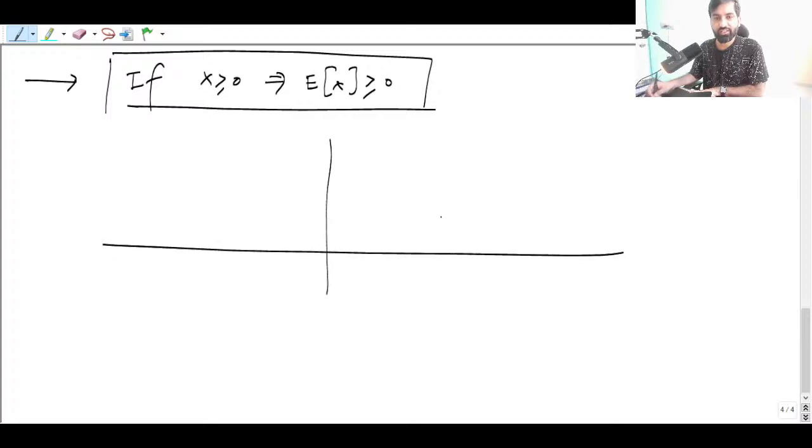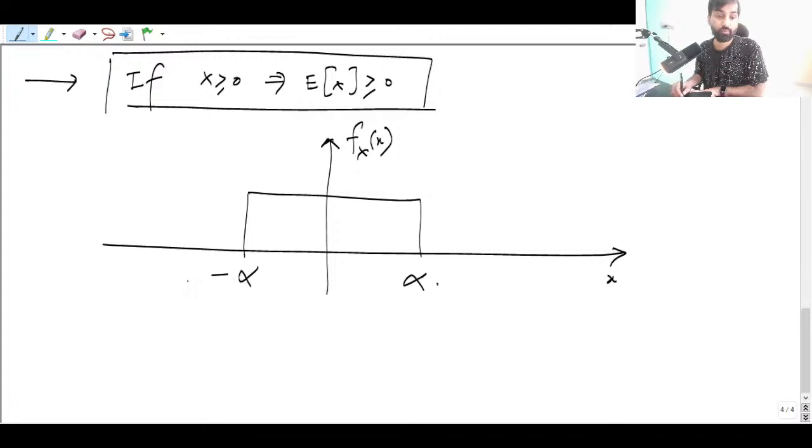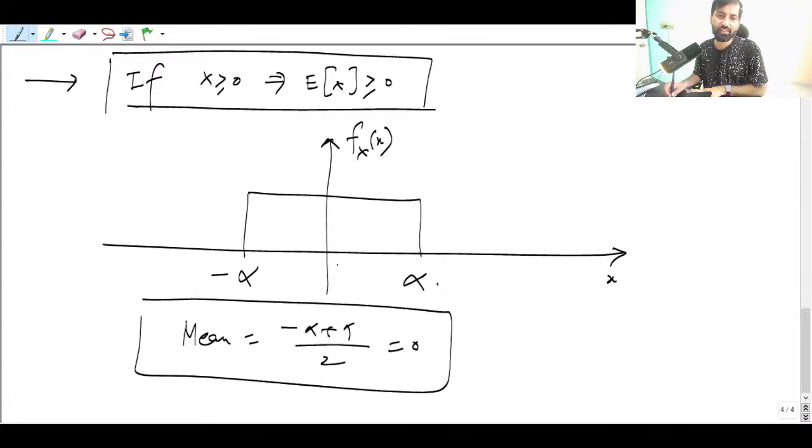Suppose your density function is symmetrical about the y-axis, say between -alpha and alpha. What is the mean here? The mean is going to be (-alpha + alpha)/2, which is 0. So a symmetrical distribution has zero mean. Always remember these points. And how can you investigate the symmetry? You have to see the negative portion as well as the positive portion. Okay, so I believe this is fine for all.